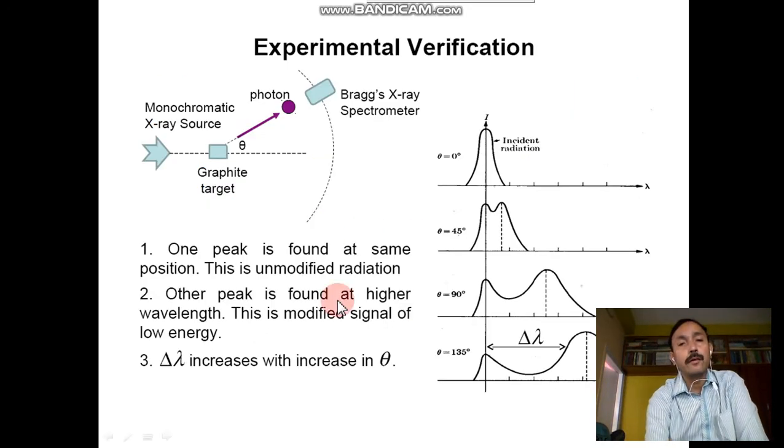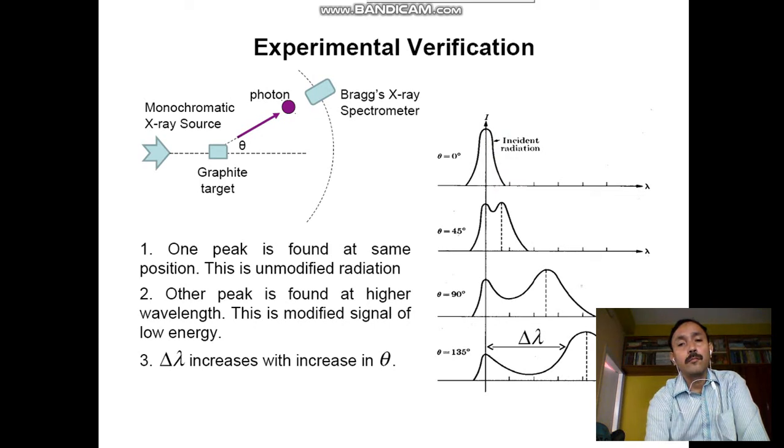This is the experimental verification. Monochromatic X-ray is coming on the graphite target. Photon is scattered and it is captured by the Bragg's X-ray spectrometer. When there is only the incident radiation, there is no collision, then this is the peak of the intensity of the X-ray radiation.